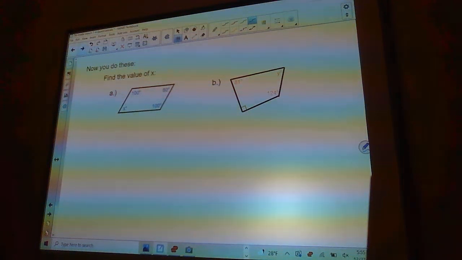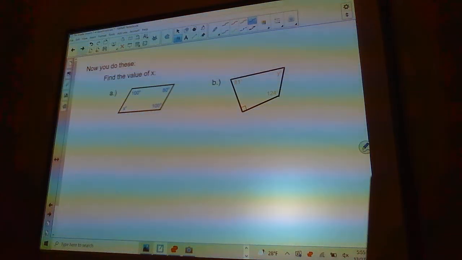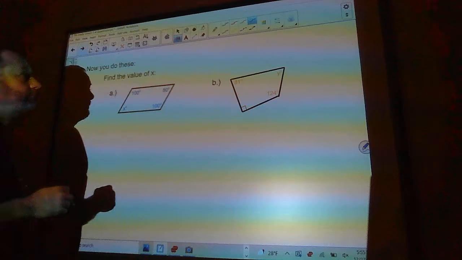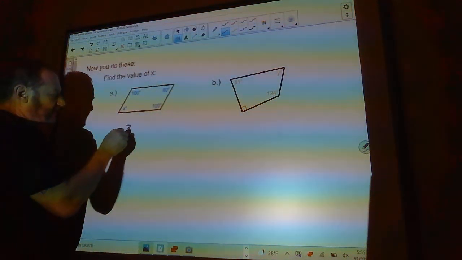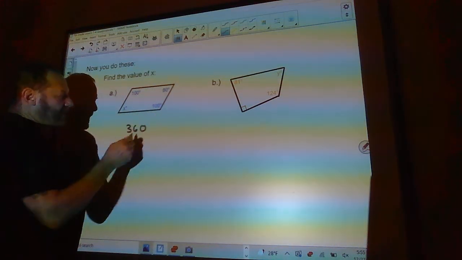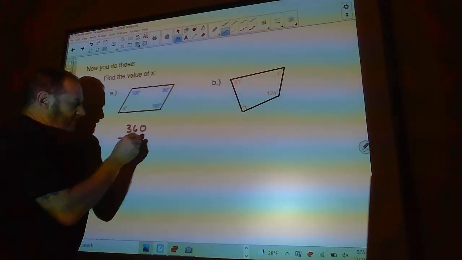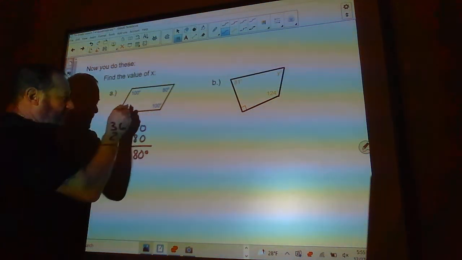Okay, now you do these, find x here and find y right there. Pause the video and then check back when you're done and see what you got. Okay, so again, there's 360 degrees. There's 200 of them right there, and there's 80 right there. So those are already used up. I can go ahead and subtract 280. That leaves me with 80 degrees.